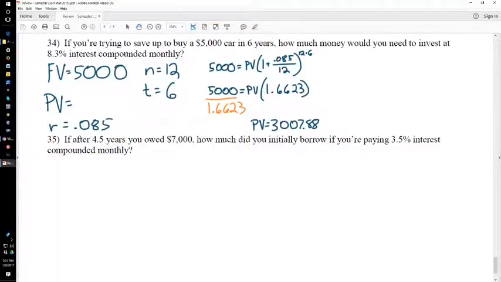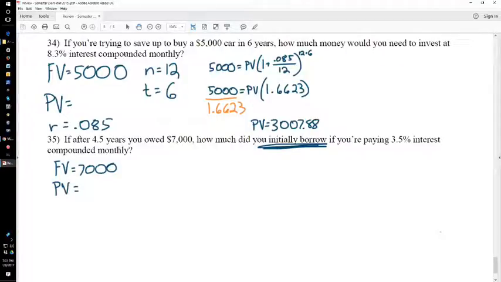Number 35 is the exact same thing, just different numbers. If you're so bold, give it a shot. But if after 4.5 years you owed $7,000, how much did you initially borrow? Which, that's a key word, initially borrow. That tells you, ooh, we don't know the starting point if you're paying 3.5% interest compounded monthly. So, if I owed, so my future value is going to be $7,000. I don't know the present value.